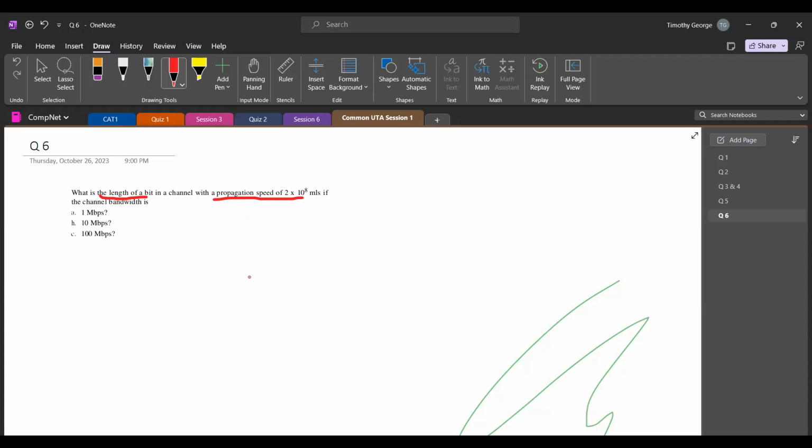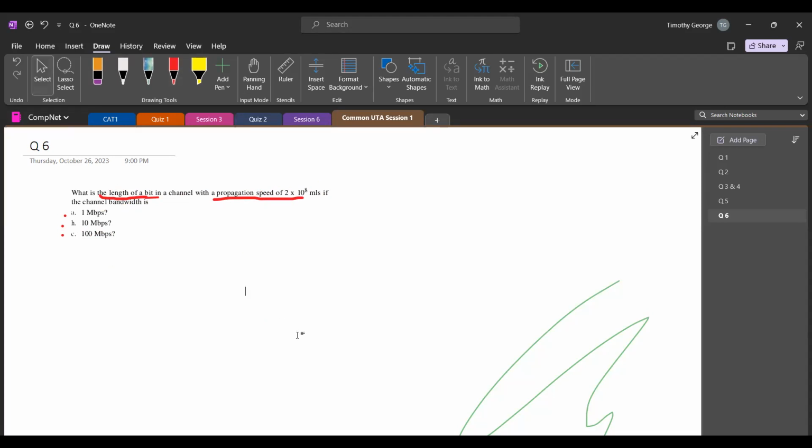So we're given the speed, and we're asked what is the length of the bit. This is meters per second. So you're given how fast the bits can travel from one node to another in the network, and you're asked what it is if the bandwidth was 1 Mbps, 10 Mbps, 100. So this is megabits per second. It's very similar to what we had done before.